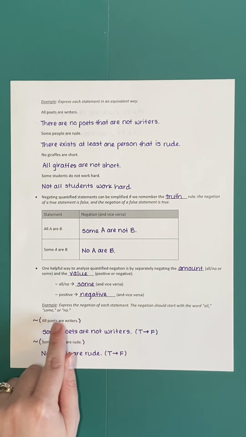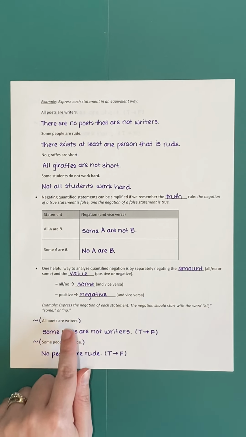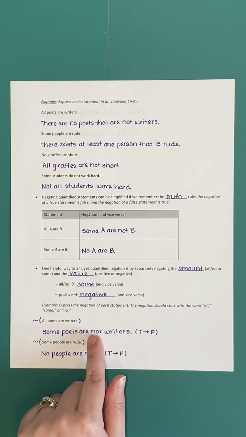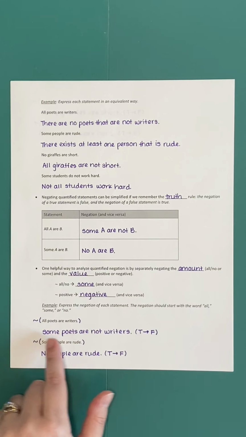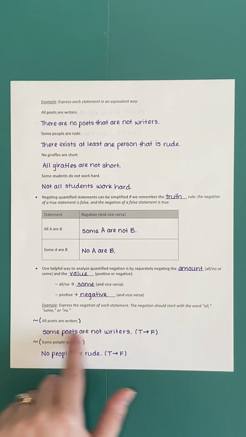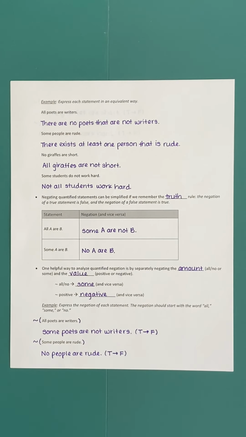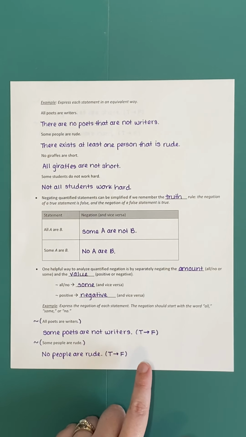And notice that the key words, the words that give us the content, didn't actually change. Poets and writers stayed. The only thing that changed was the words that involve the quantification and then the value, positive or negative. Some poets are not writers. Well, that's definitely going to be a false statement. If you can find a poet that's not a writer, then you can find one. But in this case, you're not going to be able to find a poet that's not a writer. So this is not a true statement. We go from something that's true, negate it, and end up with a false statement.